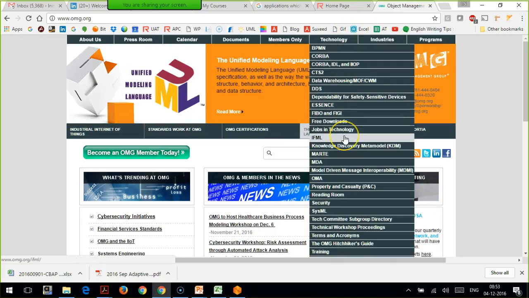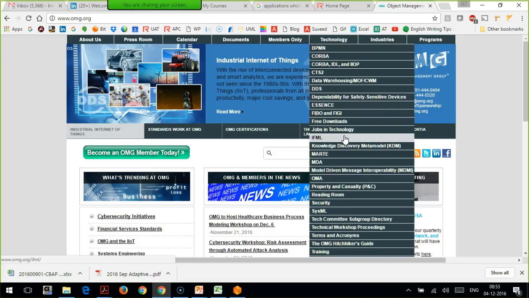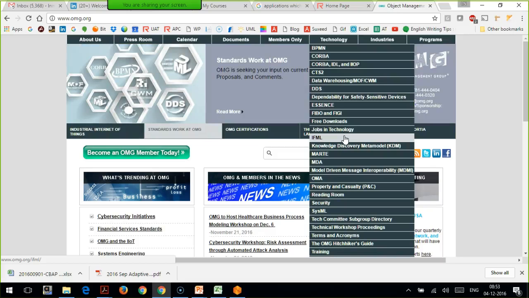One second, where is UML here? Model driven. I'm not surprised. UML is not there. UML is also from them. Maybe it is hidden somewhere. I have to figure it out. Maybe UML is very popular, so they took it out from here.